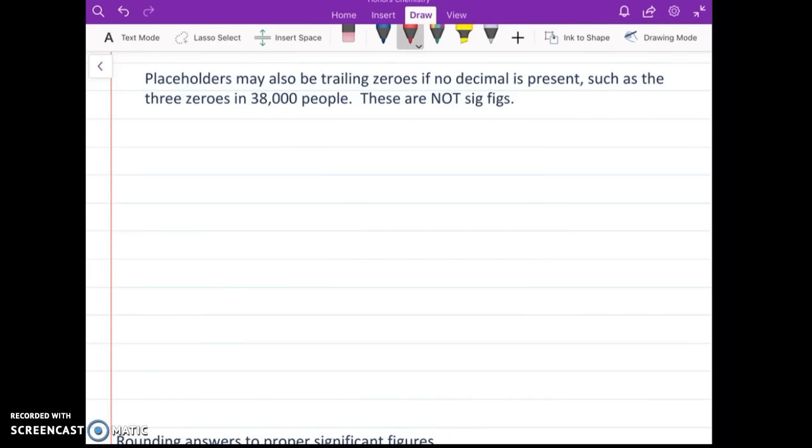Okay. So let's say we have a measurement 107 miles. See if you can underline, according to the rules that I've given you, the significant figures. Okay, so hopefully you underlined, or you could highlight, that's what I'm going to do, the 1, the 7, and the 0. And the 0 is significant because it's a trailing zero.